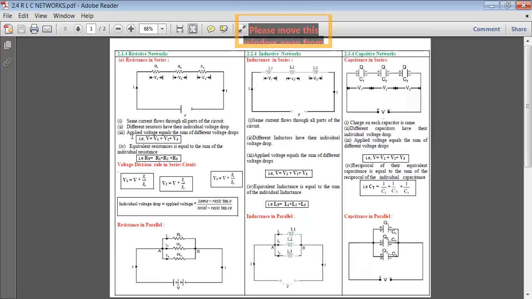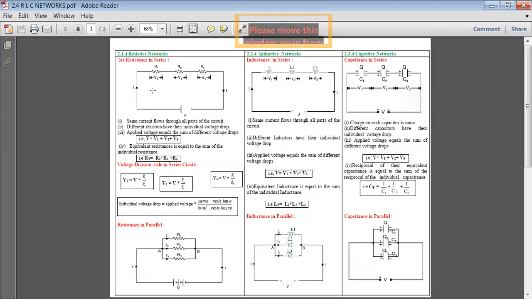Third one: applied voltage equals the sum of the different voltage drops. That is, capital V is equal to V1 plus V2 plus V3. This is the applied voltage. Our supply voltage is equal to V1 plus V2 plus V3. Simply we can say that the applied voltage equals the sum of the different voltage drops.